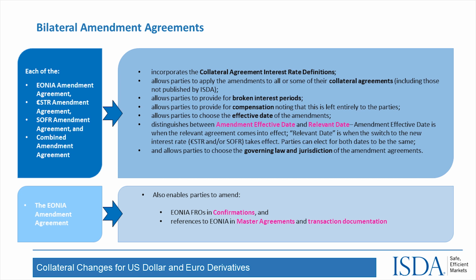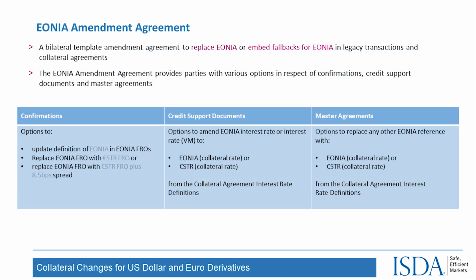So those are the features which are common to all four of the templates. And then in addition, the IONIA Amendment Agreement has some additional features. So in addition to amending collateral agreements, parties can also amend confirmations. So they can change IONIA floating rate options in confirmations, and they can also change references to IONIA in master agreements and transaction documentation. Let's have a look in a bit more detail as to the elections which parties can make in the IONIA Amendment Agreement.